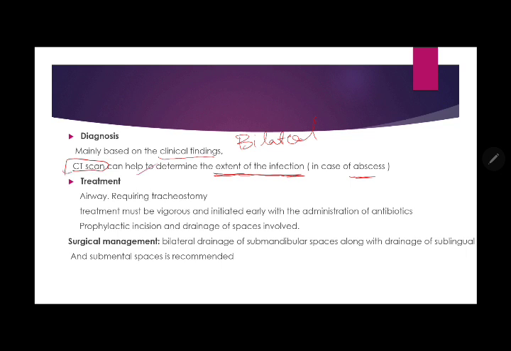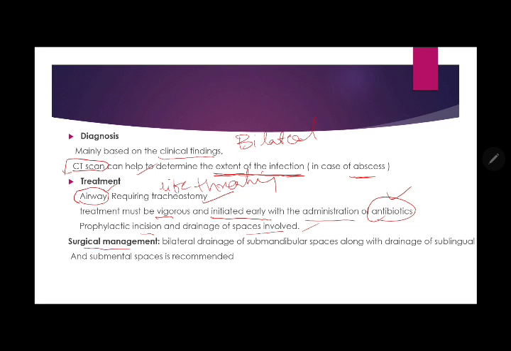Coming to the treatment, in Ludwig's angina there is obstruction of the airway, which can be life threatening. Hence airway clearance has to be done first and foremost. This may require tracheostomy. Next, the treatment must be vigorous and initiated early with the administration of antibiotics. There can be a prophylactic incision and drainage of the spaces involved.